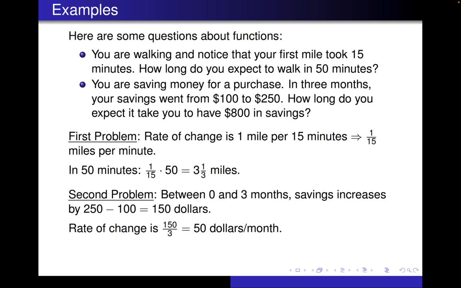If we want to know the rate of change of that savings, we take that $150 that we saved in those 3 months, divide that by the number of months, and that gives us $50 per month.